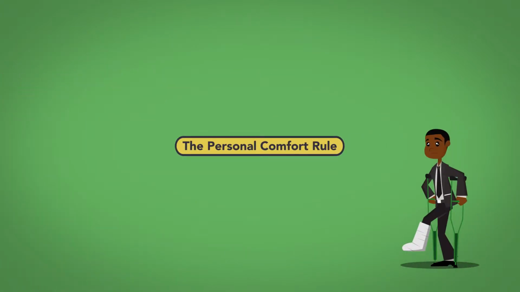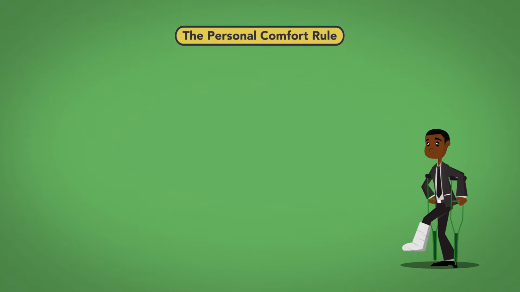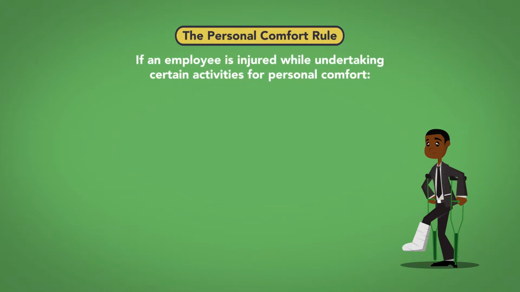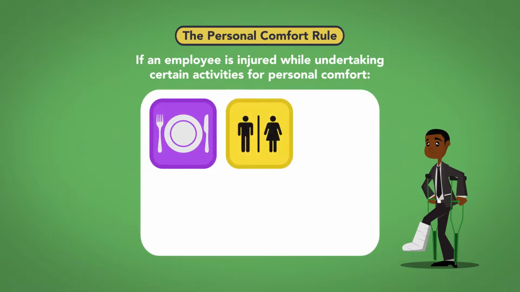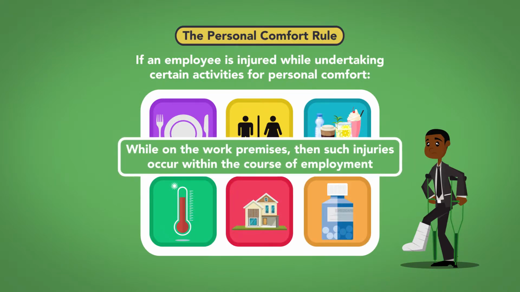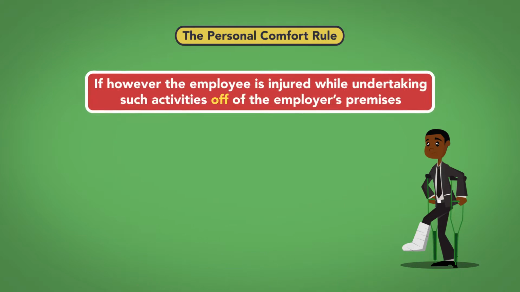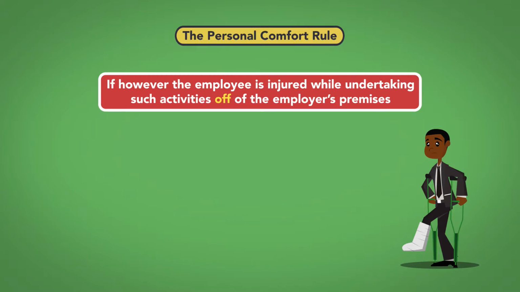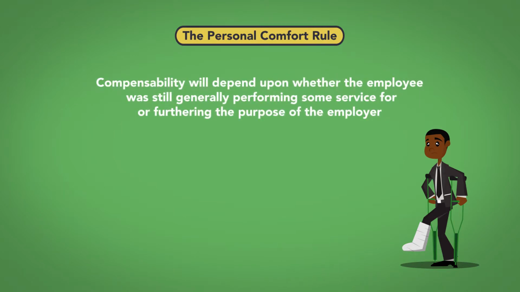The Personal Comfort Rule. The Personal Comfort Rule states that if an employee is injured while undertaking certain activities for personal comfort, including eating, using the restroom, drinking, or seeking warmth, shelter, or medication while on the work premises, then such injuries occur within the course of employment. If, however, the employee is injured while undertaking such activities off of the employer's premises, compensability will depend upon whether the employee was still generally performing some service for or furthering the purpose of the employer.